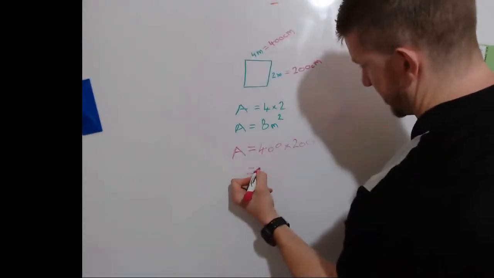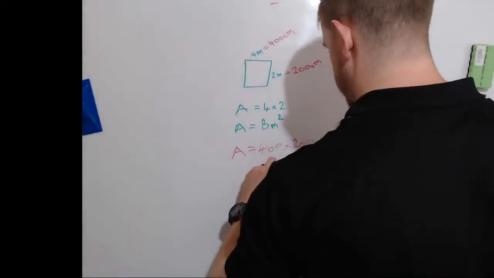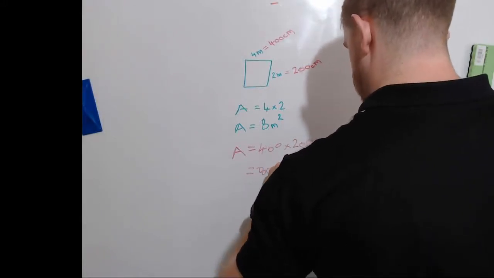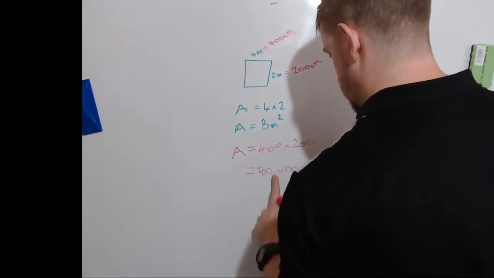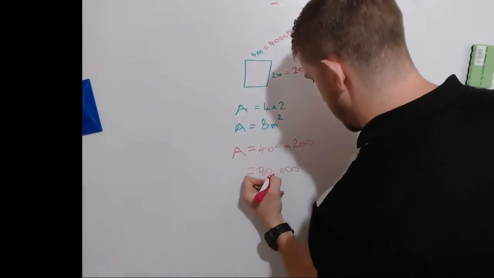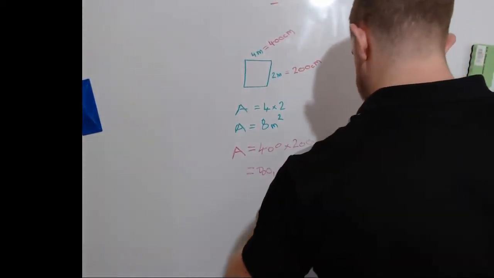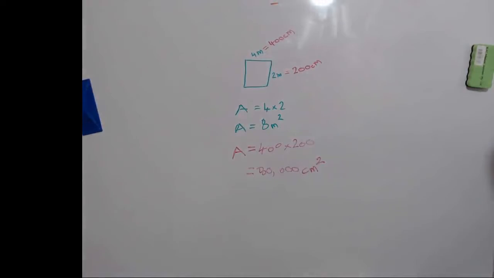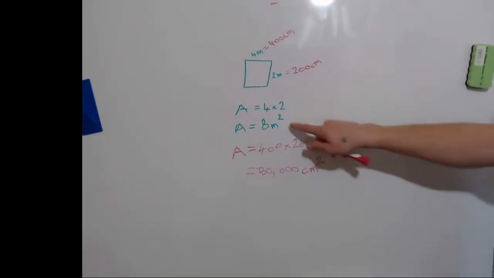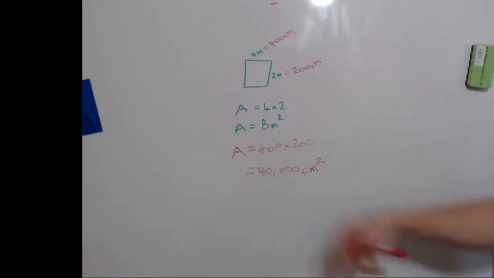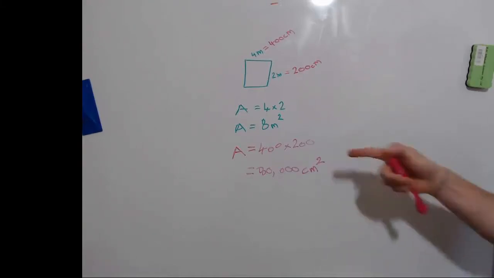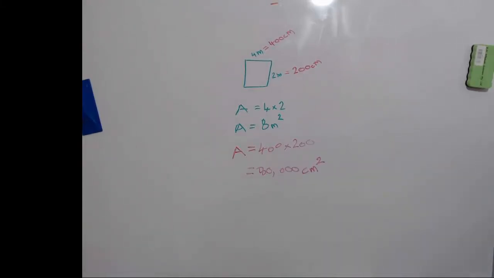This answer is actually going to give me 8 and 4 zeros. So it actually leaves me with 80,000. And now I'm talking about centimeters squared. So 8 meters squared is 80,000 centimeters squared. That's a lot bigger than just 800 centimeters squared.